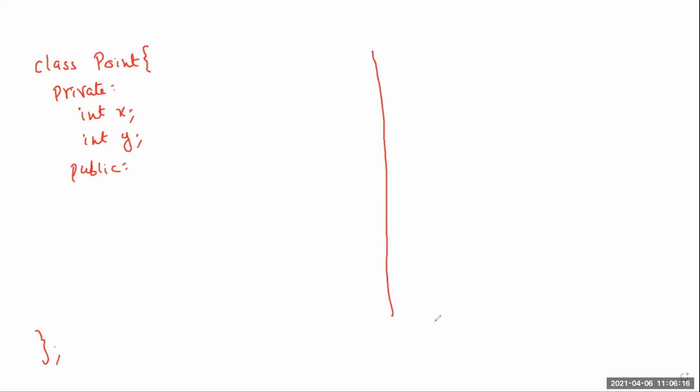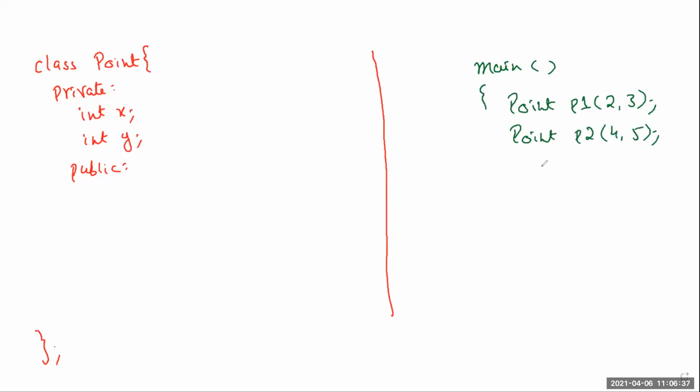Now let's come to the main and see what we want to do. So this is our main, where I have a point which is 2, 3, and another point which is say 4, 5, and then a third point. And what we want to do is make this a legal statement. Presently it is not legal, but we want to do this, right? So this is our objective.